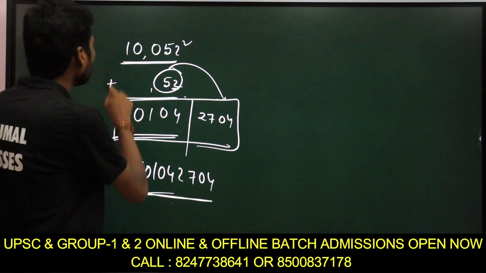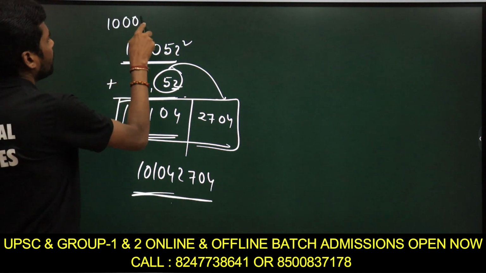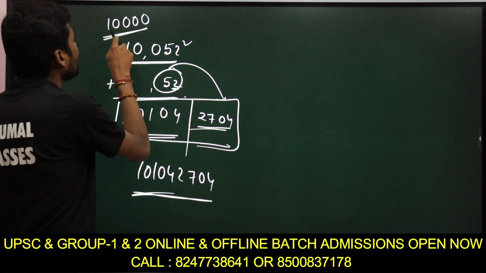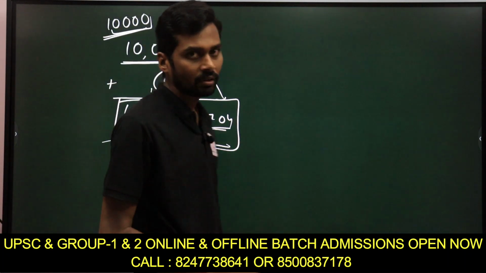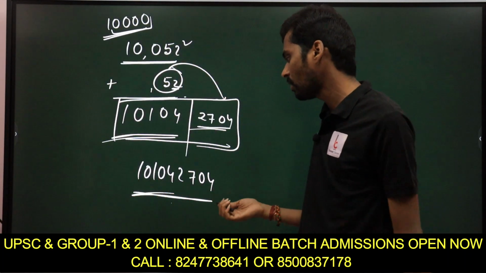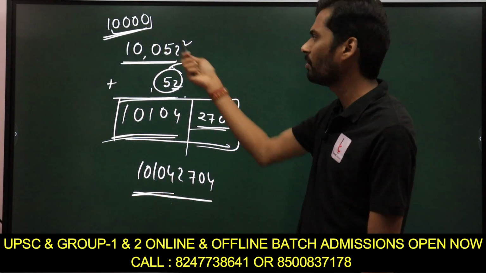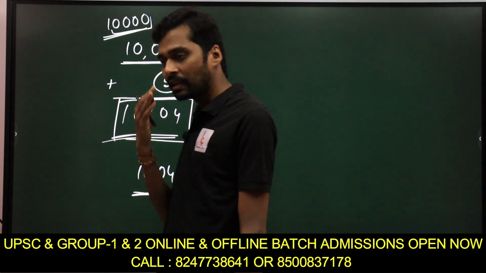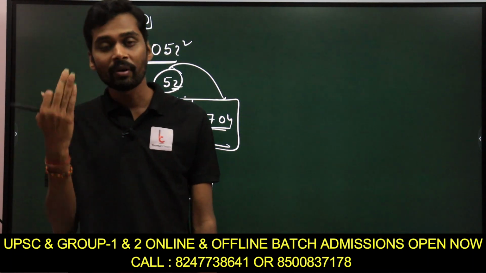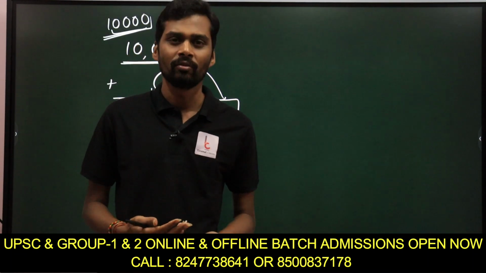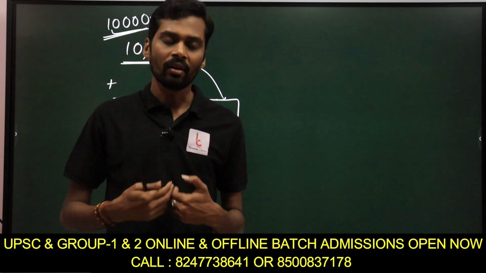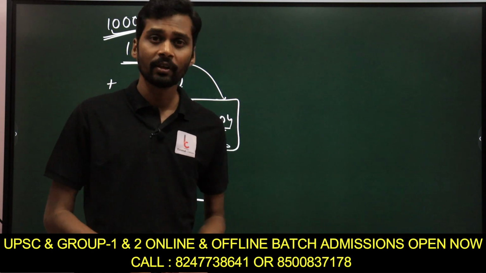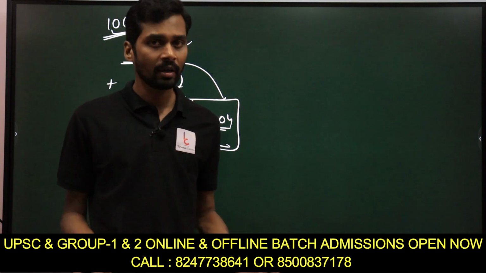Okay. So you can check the number of digits in the right side part. How many digits do I have? 4 digits. How many zeros do I have here? 4 zeros. So the answer is 10104, 2704. So equal number of zeros, equal number of digits, right? So this is how we find out the squares of numbers which are nearer to the powers of 10. It can be 1 lakh, 1,20,000, or 10,000, numbers nearer to 10,000, or numbers nearer to 100. You can find out any number.